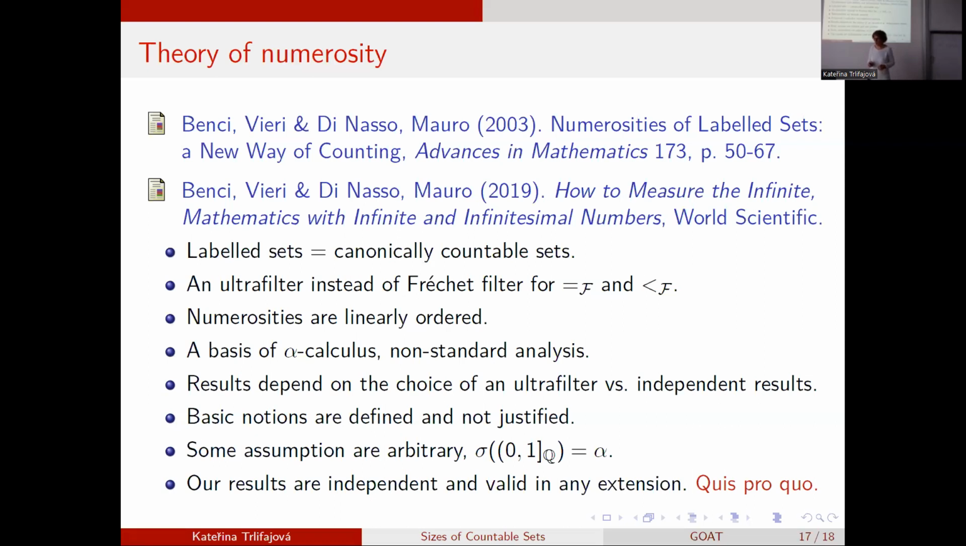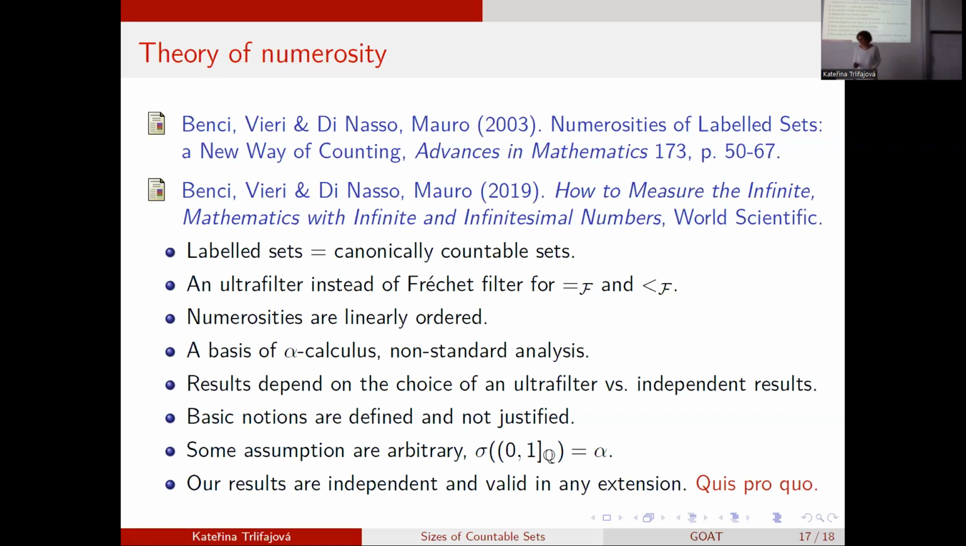Yes, and moreover, these results which we obtain by using the Fréchet ultrafilter are valid in all extensions to any ultrafilter, and therefore they are always valid. Yes, they are undoubtable, while an ultrafilter always depends on the choice, and moreover, an ultrafilter, maybe you know, is a non-constructive object, and its existence depends on the axiom of choice.